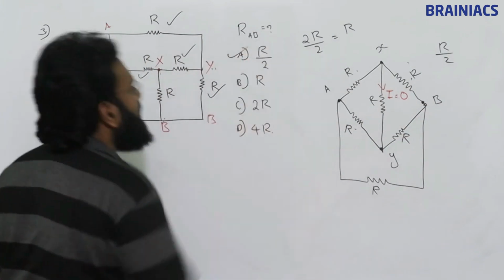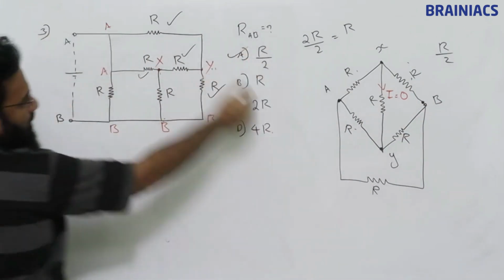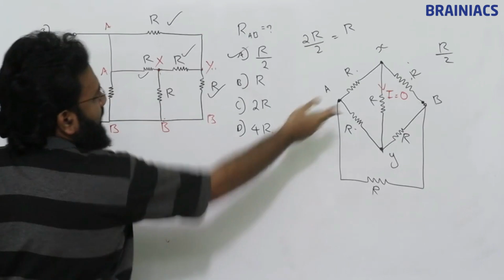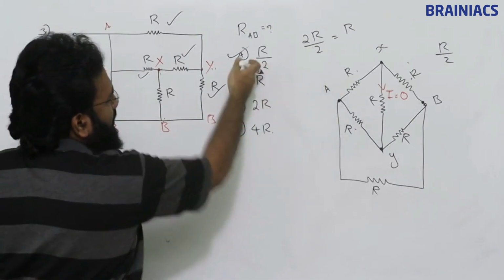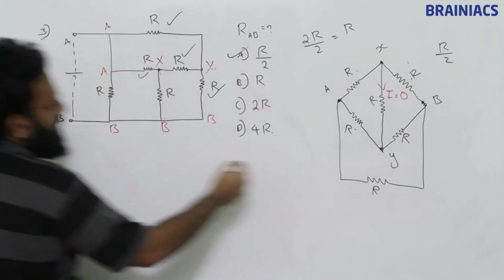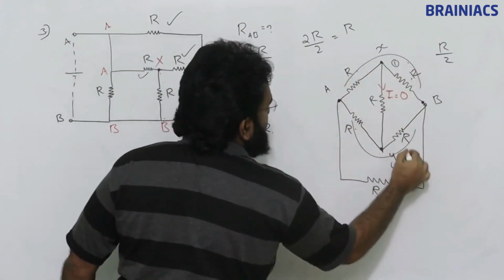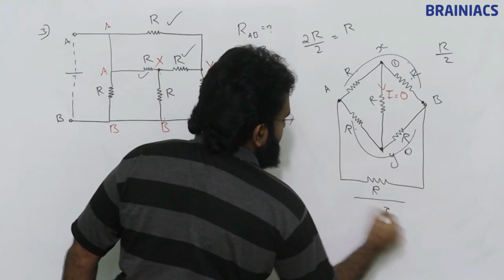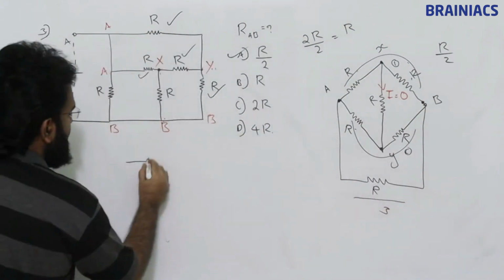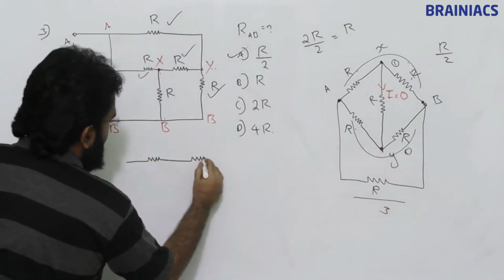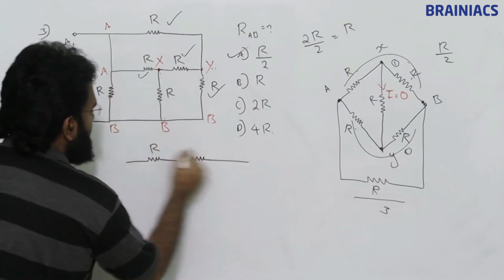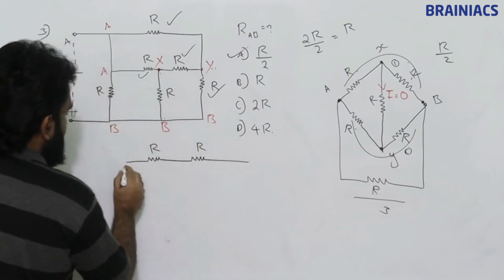So directly we will be able to say the answer, without doing anything, once you redraw like this, you will be able to comment the answer. But I will redraw this. This is 1, this is 2, this is 3. This is R, this is R.